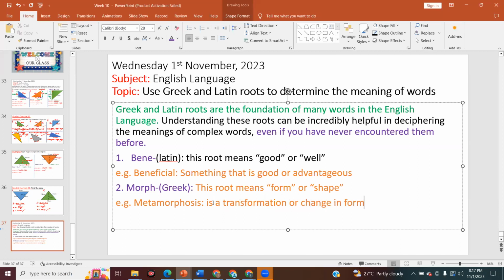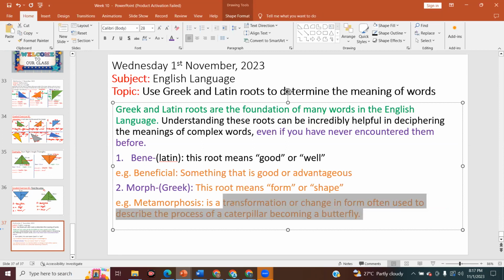Okay, right. So it's often used to describe the process of a caterpillar becoming a butterfly. So that is metamorphosis, a transformation.